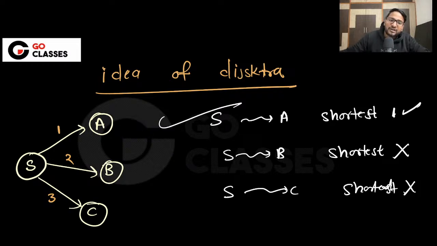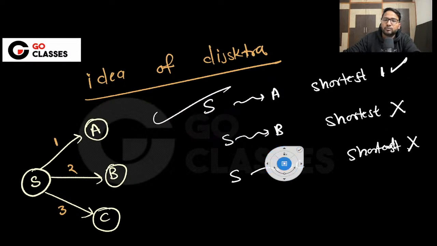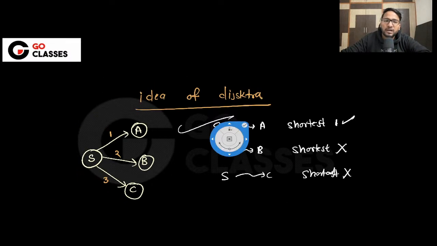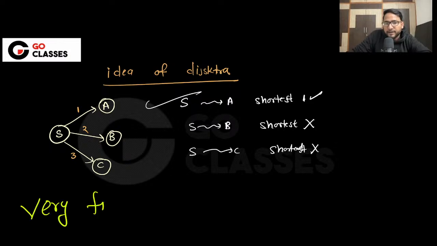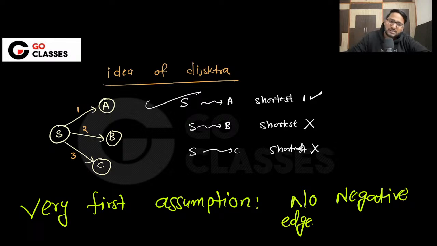So the Dijkstra algorithm assumes that there are no negative edges. Otherwise the proof will not make any sense. The very first assumption that we are making is that there is no negative edge. Otherwise the whole algorithm will not make any sense. Let me know. Okay, this I will clear.